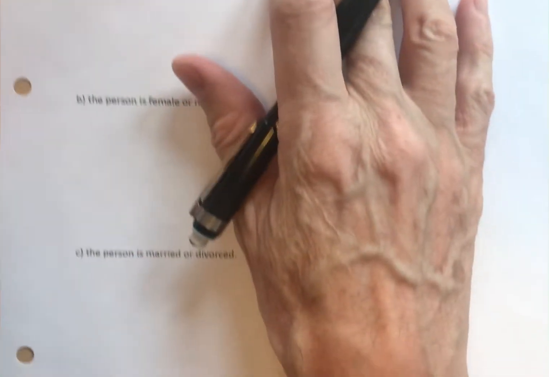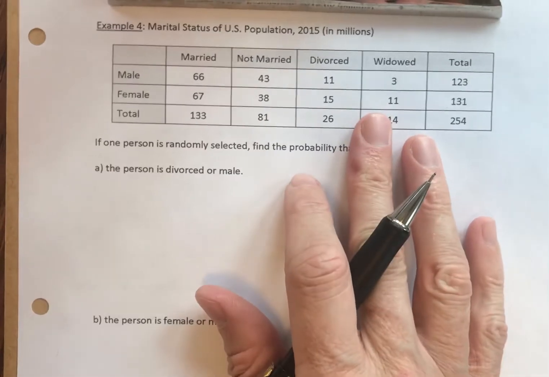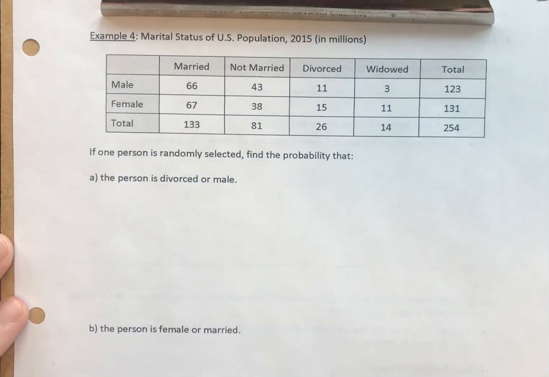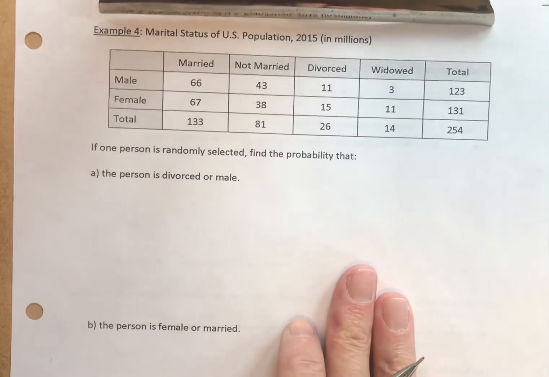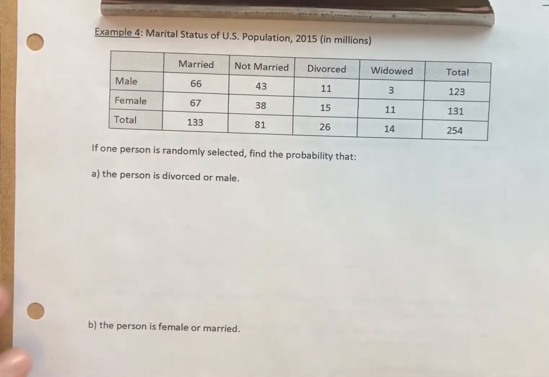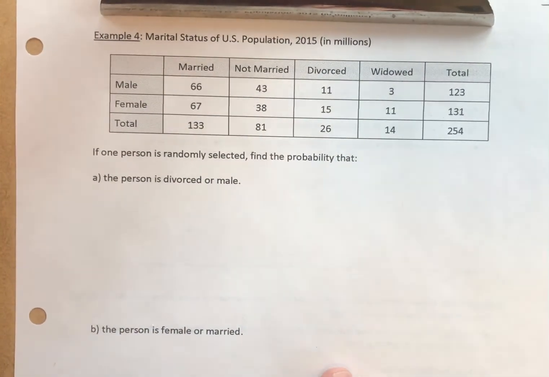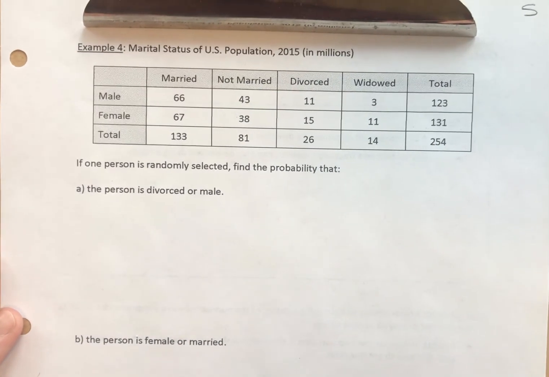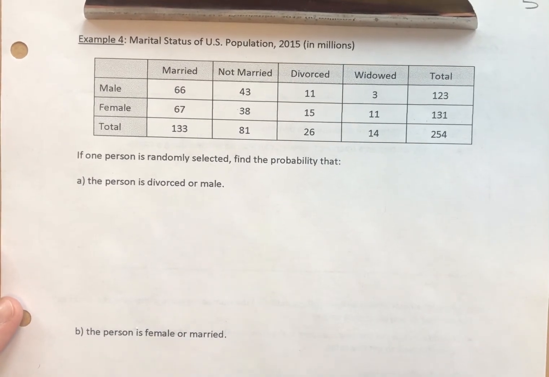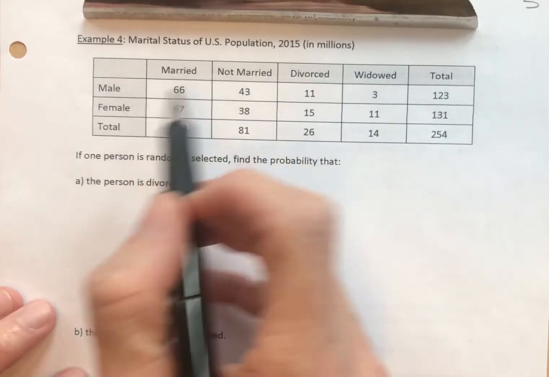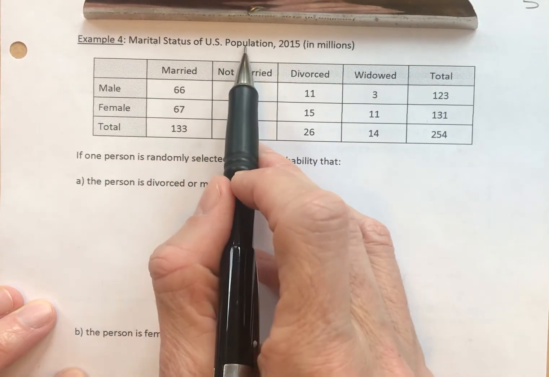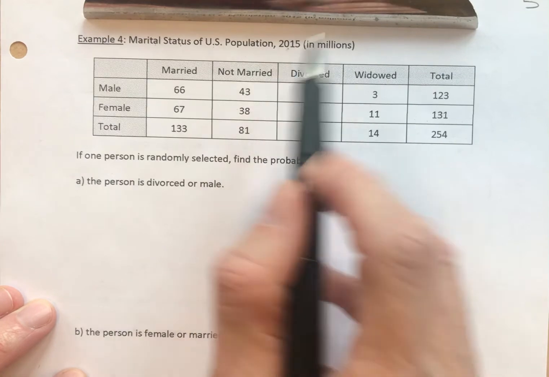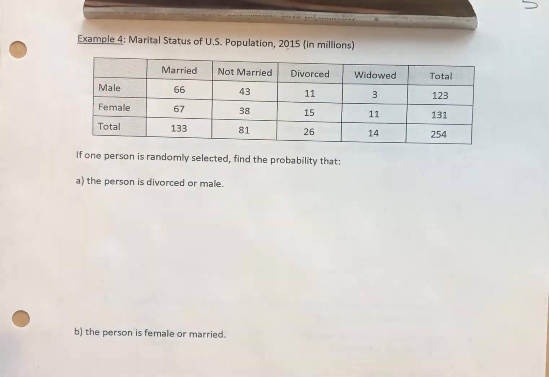Okay, let's take a look at more of a real life example, where you see things in kind of a table. You already have the data, and this will maybe make a bit more sense as we look at a table to work with. Let me get my paper straightened out here. Okay, example 4. This table shows us the marital status of the U.S. population in 2015 in millions of people.